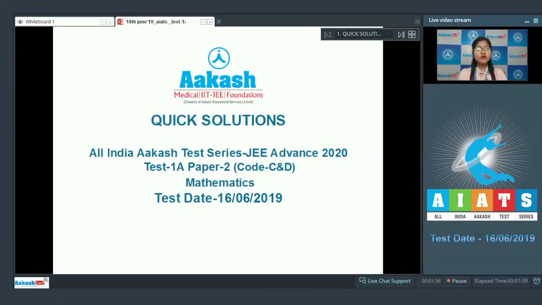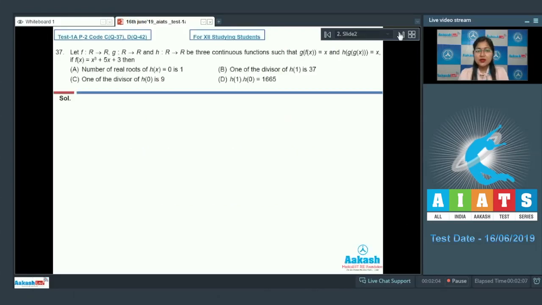Hello everyone. Today we'll be discussing the quick solutions of All India Accounts Test Series JEE Advanced Test 1A Paper 2, which was held on 16th June 2019.